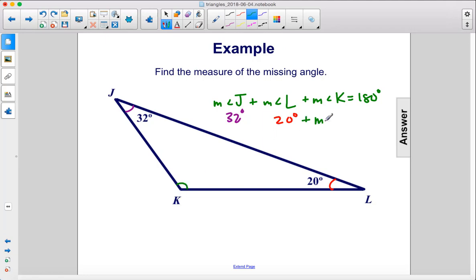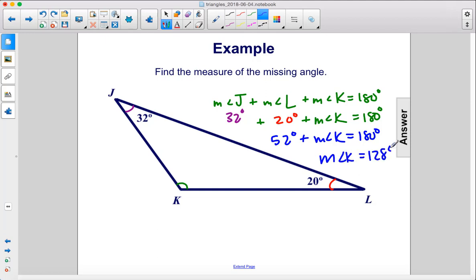So plus the measure of angle K. And if we add all those together, they add up to 180 degrees. So when we add 32 and 20 degrees, we get 52 degrees plus the measure of angle K equals 180 degrees. If we subtract 52 degrees from both sides, we get that the measure of angle K equals 128 degrees.